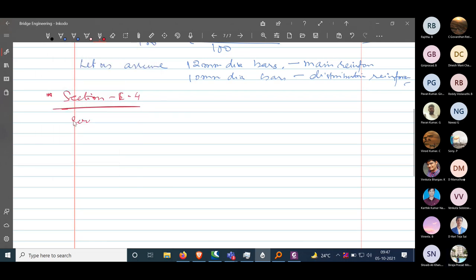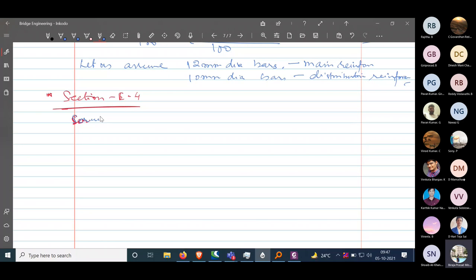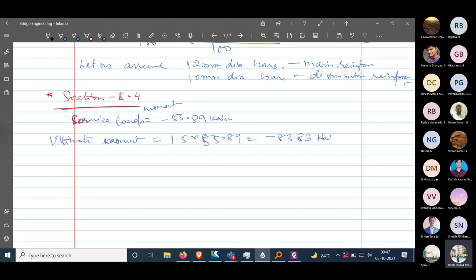Okay. So here the service moment is minus 55.89 kilonewton meter. So ultimate moment equals 1.5 into 55.89. So that becomes minus 83.83 kilonewton meter. All of you please check this value whether it is correct or not. 1.5 into 55.89 is 83.83 kilonewton meter.